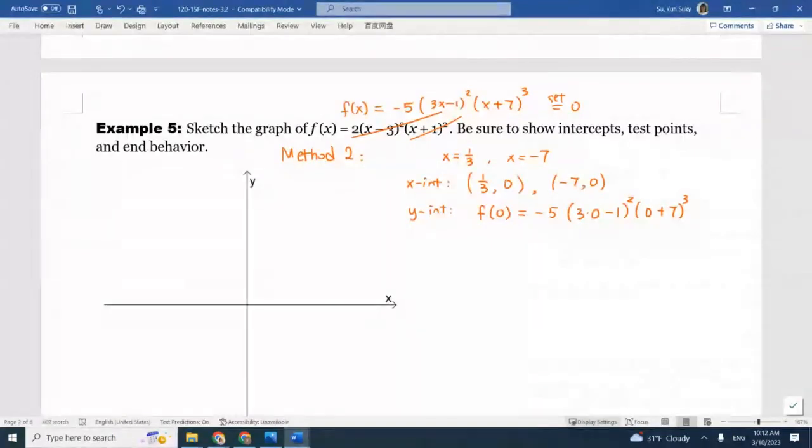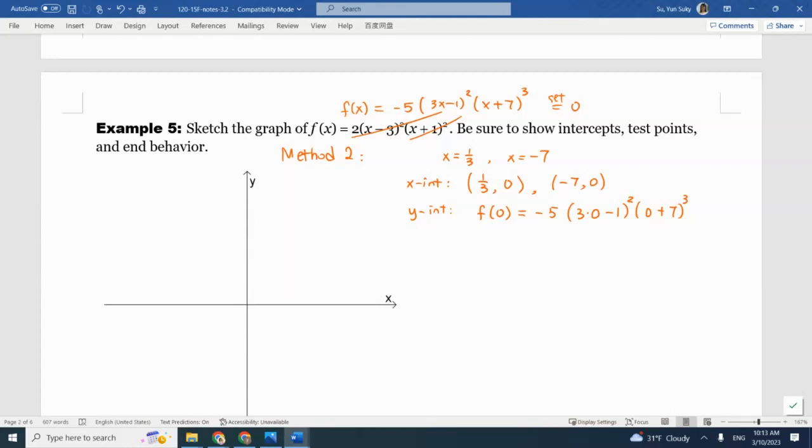Why are we using 0? Oh, because that's the definition for y-intercept. Y-intercept is where your graph hits the y-axis. For the y-axis, your x-coordinate is 0. Remember, to find the x-intercept, you set the y equal to 0, you solve for x. To find the y-intercept, you set the x is 0 and you solve for y. Yes, everybody?